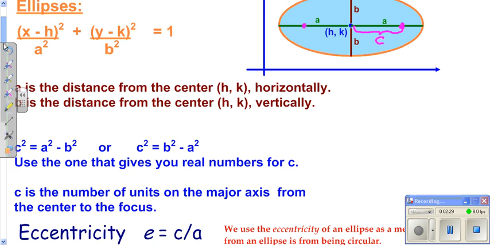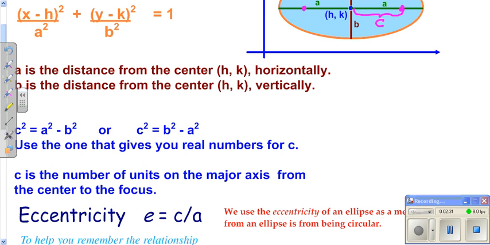Your equations for finding C when you know A and B are given to you down here. You'll notice there's two different ones. For the most part, you use whichever one's going to give you a value of C being a real number. Basically, whichever one of these two is bigger, the A squared or the B squared, that's what you put first. Because if you take the bigger one minus the smaller one and take your square root, you know you're going to get a real number.